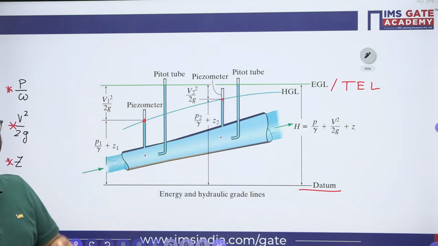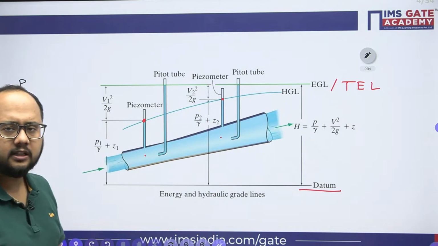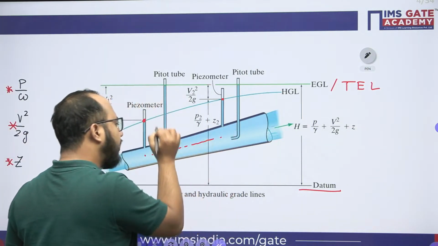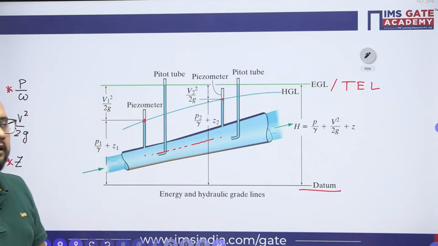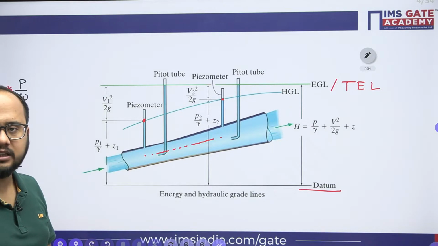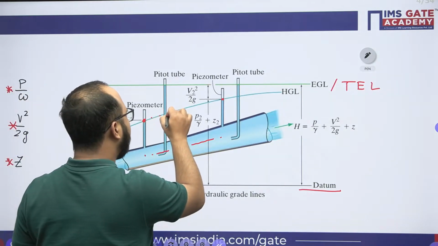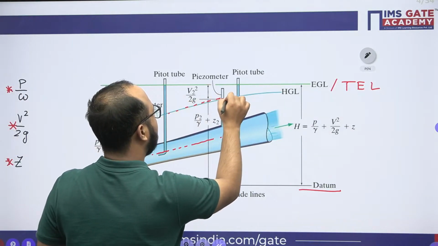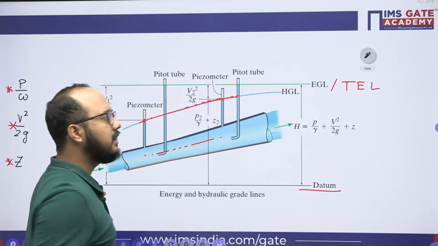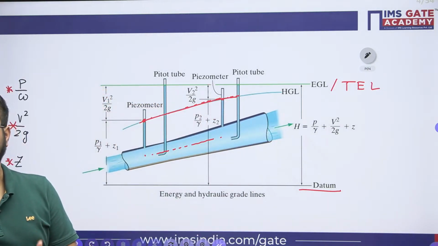Now if I join these points, and not only these points, along the length there are a number of different points. For every point, if I plot the piezometer head, I will be getting the individual points. Now if I join all the points with a line, then that particular line will be the hydraulic gradient line, HGL.